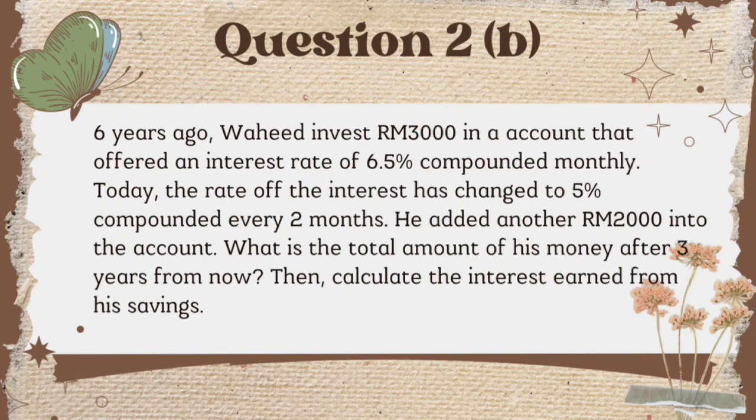The rate of interest has changed to 5% compounded every 2 months. He adds another 2,000 into the account. What is the total amount of his money after 3 years from now?